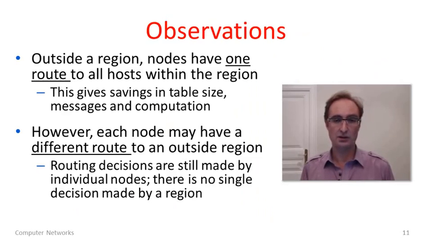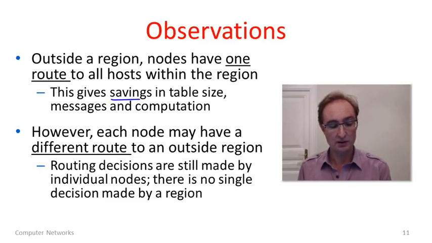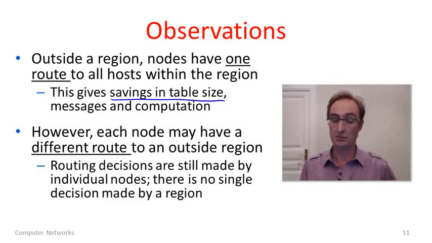And just to close on this, I'll make a couple of observations about hierarchical routing, just to reinforce the concept. The main concept here is that outside a region, every node has a route to all hosts within that region. We're hiding what's inside that region. We don't worry about it when we're far away. This is what gives us the savings in table size. They can be substantial. It's also a savings in terms of messages and computation. We also get benefits there, even though we didn't look at them in detail.